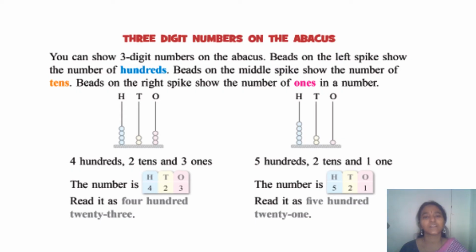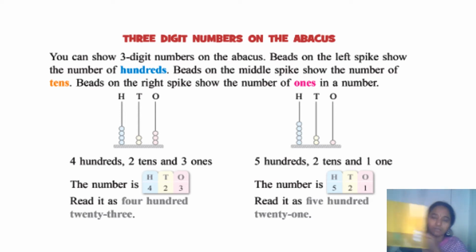Yes, you can show the 3-digit numbers on the abacus. Beads on the left spike, see here, this left spike will show you hundreds. Beads on the middle spike will show you your tens, and the right spike will show you the ones or units. Now for 423, in hundreds I'll add 4, in tens 2 and in ones 3.